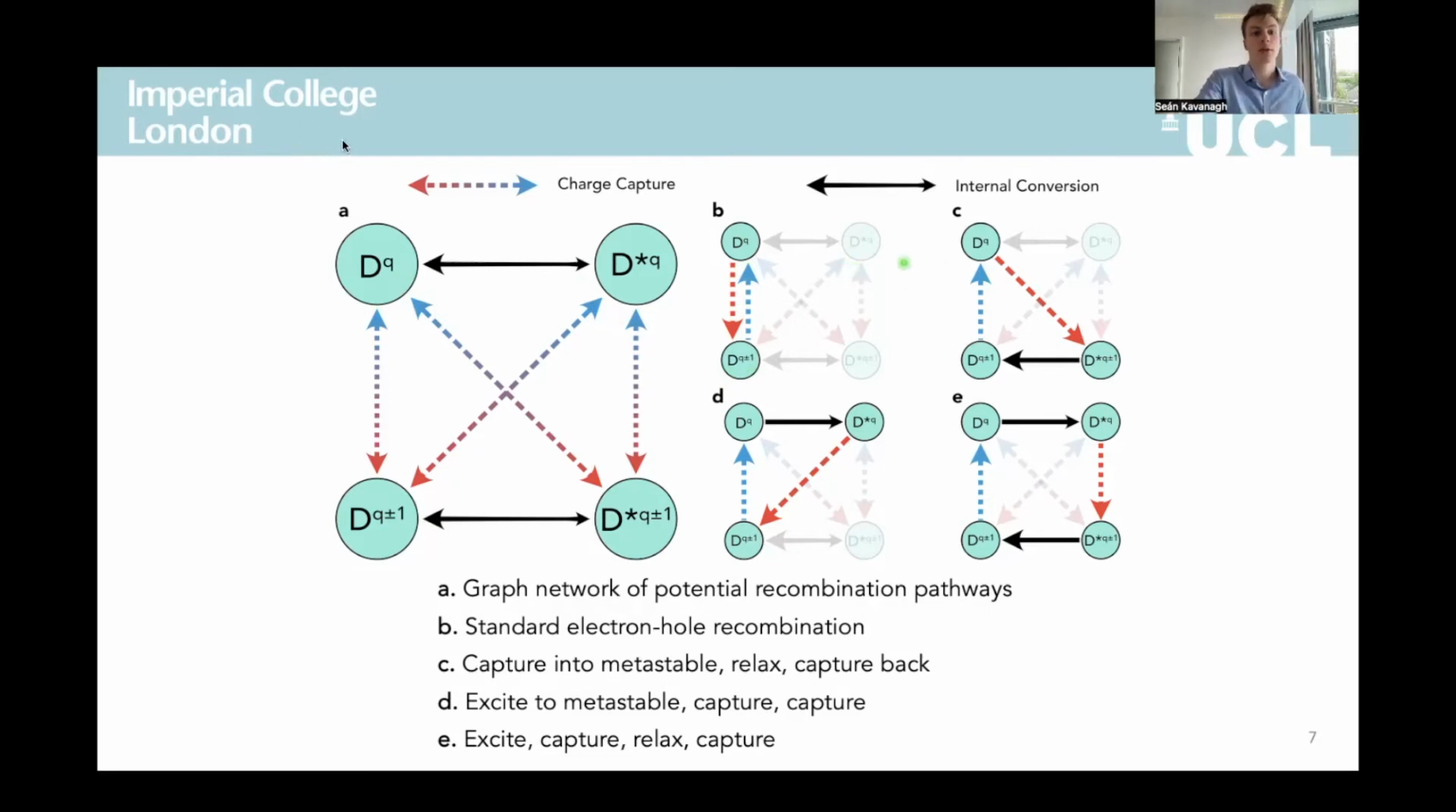In C, you see that we could have a charge capture into a metastable state, which then relaxes down to the ground state, and then charge capture back to our initial state. And this corresponds to the process or behavior which has been reported in those papers I showed previously and in our work on the cadmium vacancy. However, you could also have these processes shown in D and E, where you have initially an internal excitation to the metastable state before charge capture to the Q plus or minus 1 state and charge capture back to our initial state.